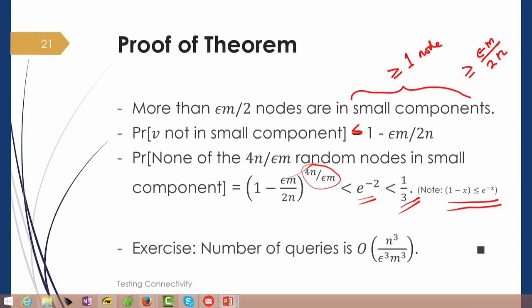And so this is the probability of missing. So the probability that our algorithm will correctly land in a small component and find evidence that we are in fact in a disconnected graph is therefore going to be at least 2/3. So that completes the part of the proof regarding the correctness of the algorithm. The number of queries is quite easy to show, and so that's going to be an exercise for you.